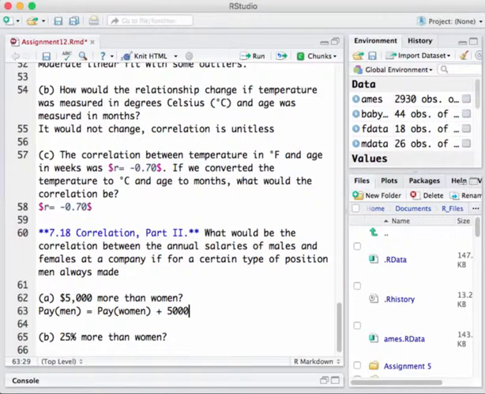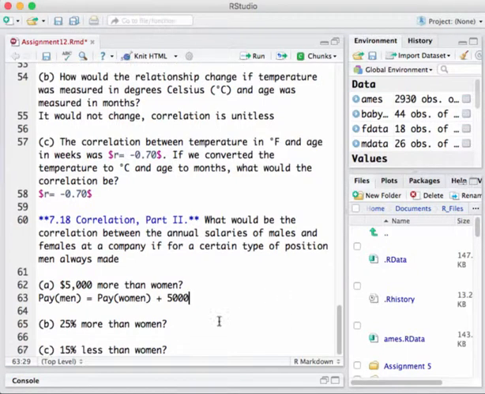What about part B? I'm just going to put some formulas in here to help make this make more sense. So 25% more than women, what would that be? Well, that would say that the pay of men would be equal to 125% of what the women make, right? So it'd be 1.25 times the pay of the women. I'm just going to write down all of the little scenarios here, and then we'll come back and talk about the correlation coefficient on each one of them.